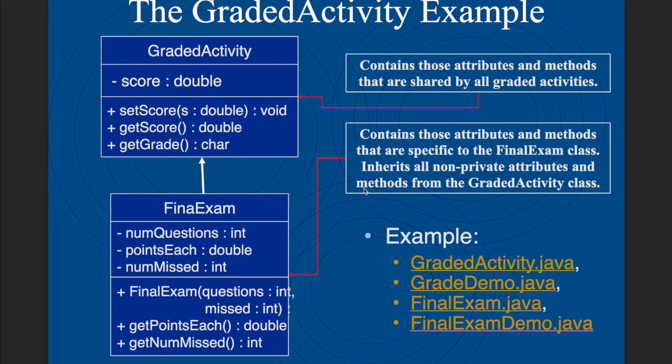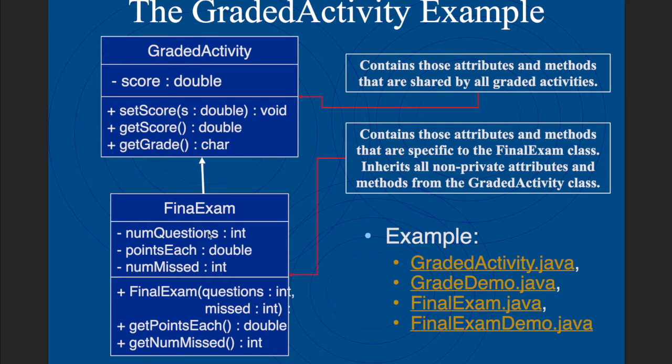Here's another example from your book. The graded activity example. We can see here superclass graded activity, which contains fields and methods that are shared by all graded activities. We can see here private field score, which is using double data type. We can see here three methods, in this case set score, get score, and get grade.